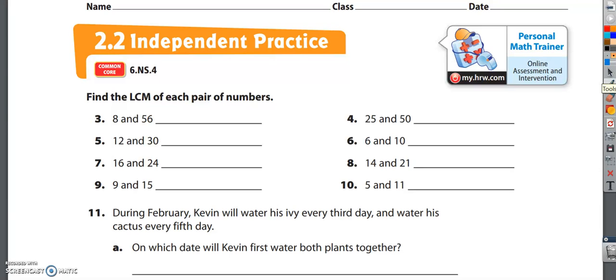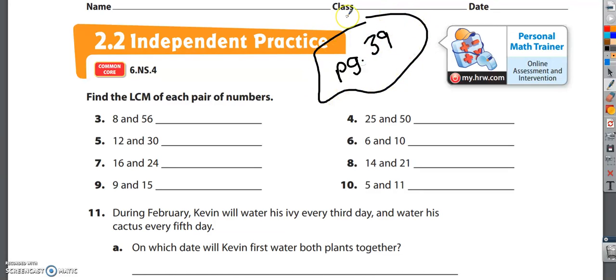This is Lesson 2.0 Independent Practice. This is textbook page 39. And the intention for videos like this is that you try the problems to the best of your ability, and then you watch this video when you're ready to check answers. However, I'm going to provide some hints here, so if you need some hints, that's fine too.